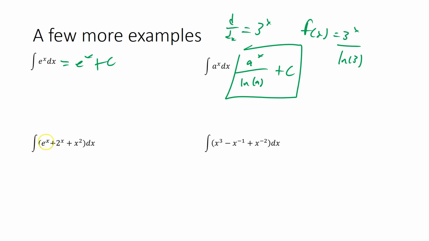All right, let's see how you did. So antiderivative of e to the x, e to the x. Antiderivative of 2 to the x, 2 to the x over natural log of 2. Antiderivative of x squared, x cubed over 3. And of course, you all remembered the plus c.